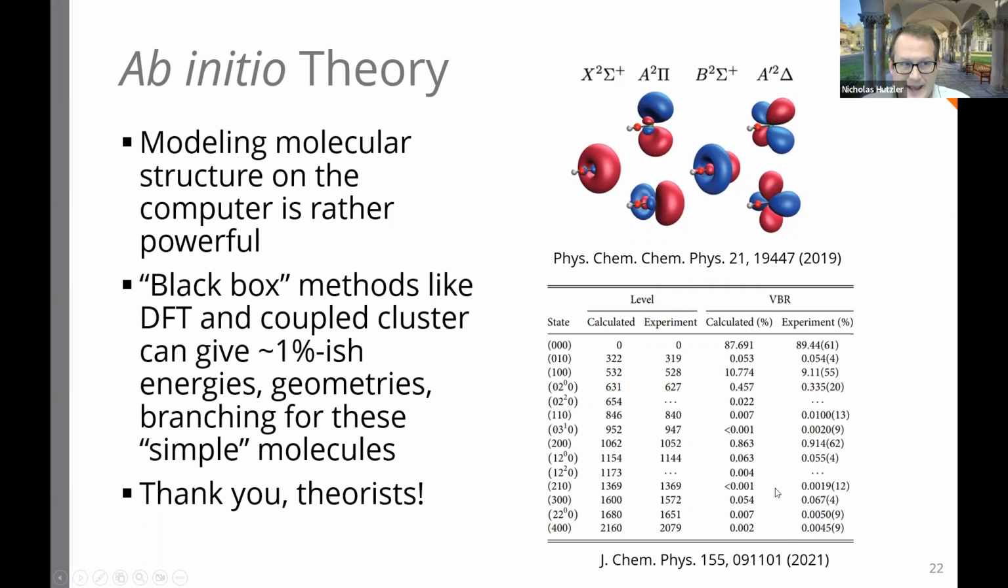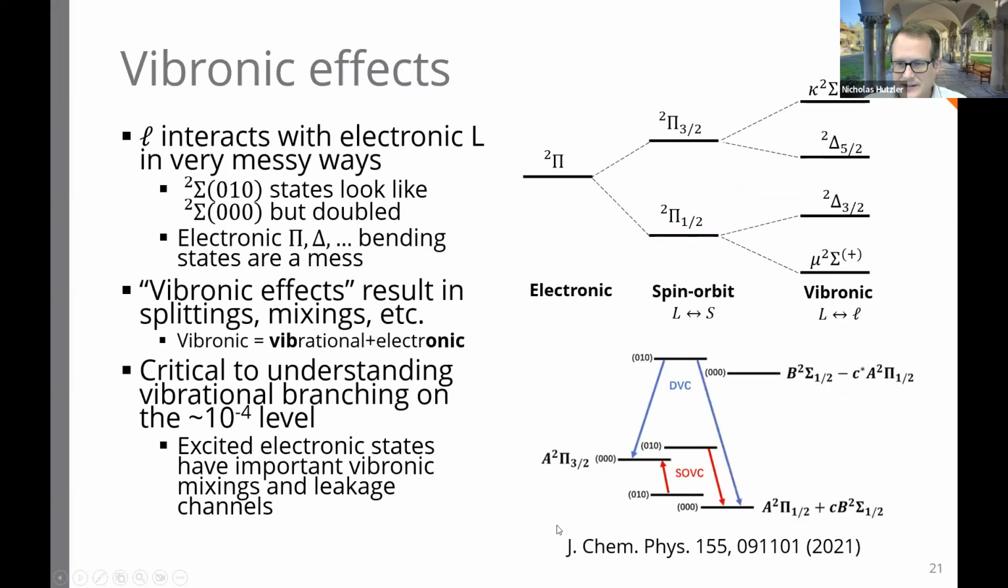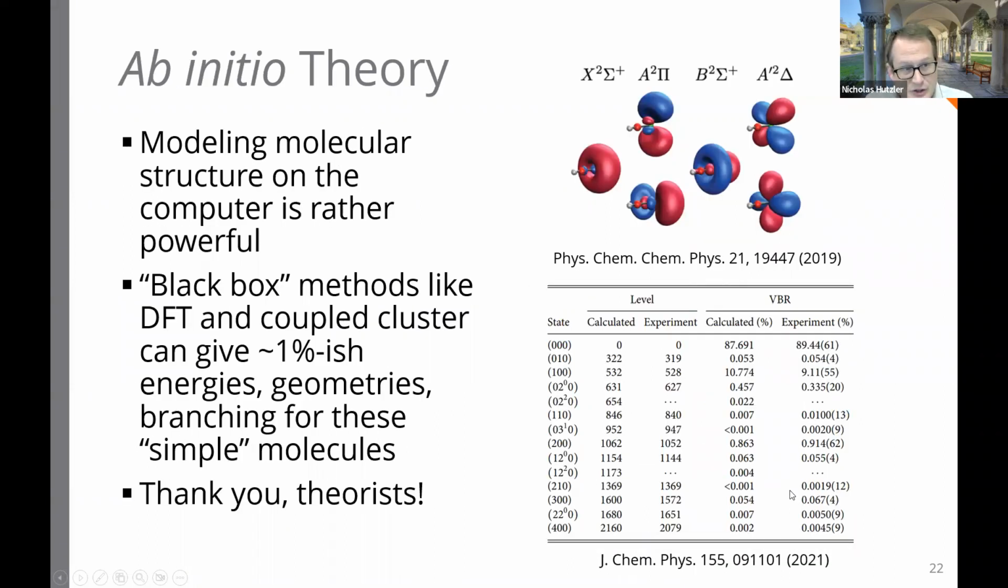Here, down to this last digit is the 10⁻⁵ place. If you want to do something like that, you can't use a black box method. You have to use these sophisticated vibronic interaction models. But even if you just ignore all that and use black box methods like density functional theory or coupled cluster, you can get all this stuff to the percent level. So it's pretty good these days. So thank you, theorists, for making all these really sophisticated tools, but then also showing experimentalists how to use them in some cases.